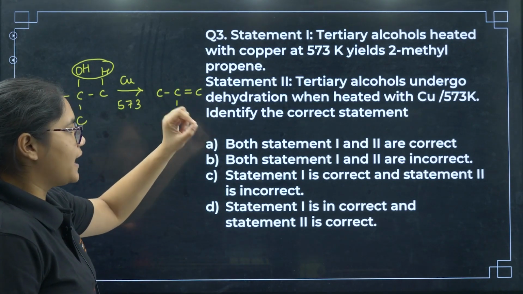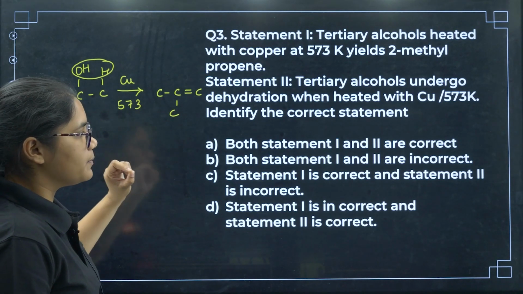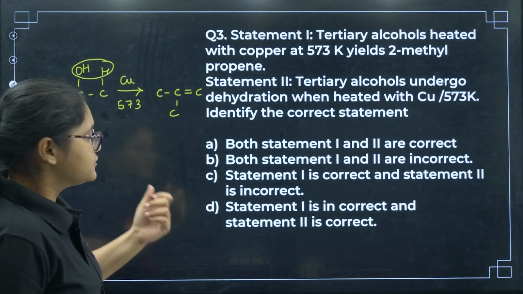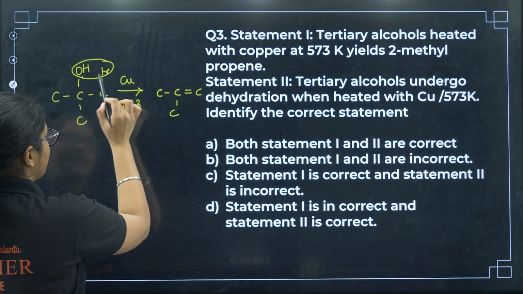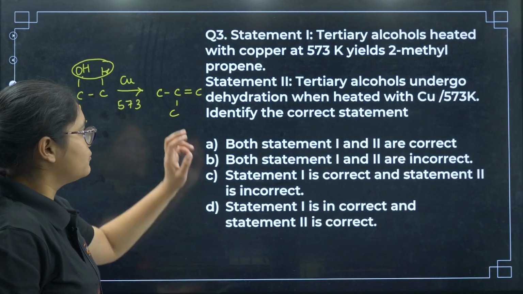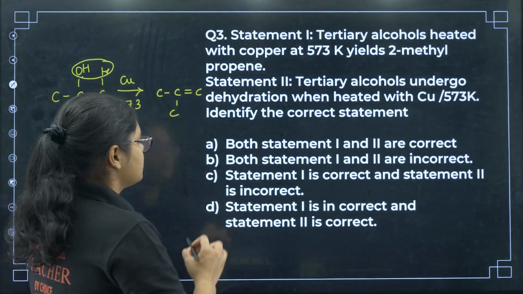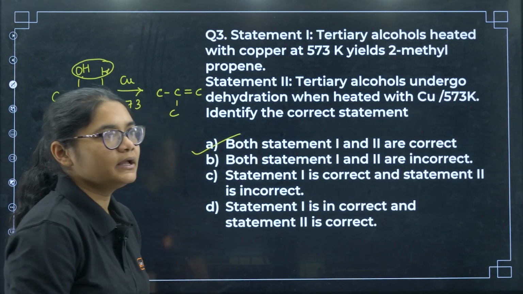Next, tertiary alcohols undergo dehydration reaction when treated with copper at 573 Kelvin. So yes, because we are removing OH and H, it is undergoing a dehydration reaction to give you this alkene. So both statement 1 and statement 2 are correct. So the correct answer for this question will be option number A.